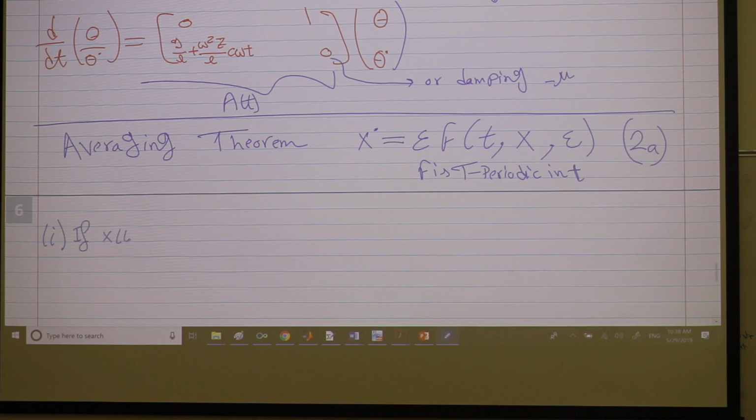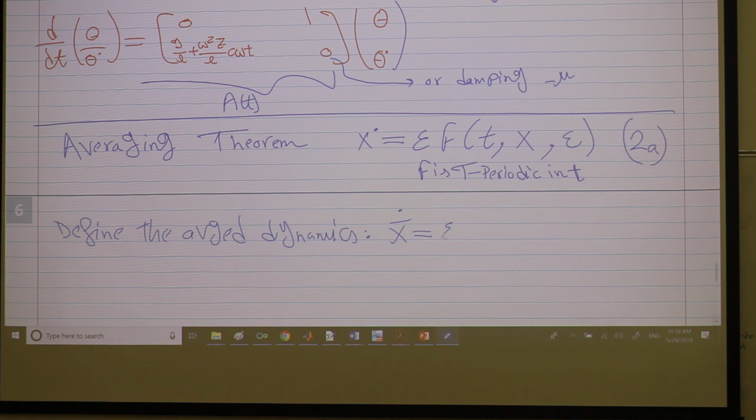x of 0, the initial condition for the system. First of all, I need to define the average dynamics. So here is the original dynamics, nonlinear time periodic. Define the average dynamics, which is simply average. It's super easy. The averaging is really not very complicated. The average dynamics, just average over the time.